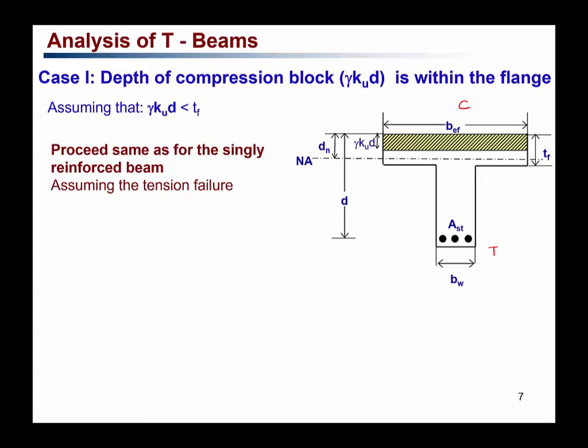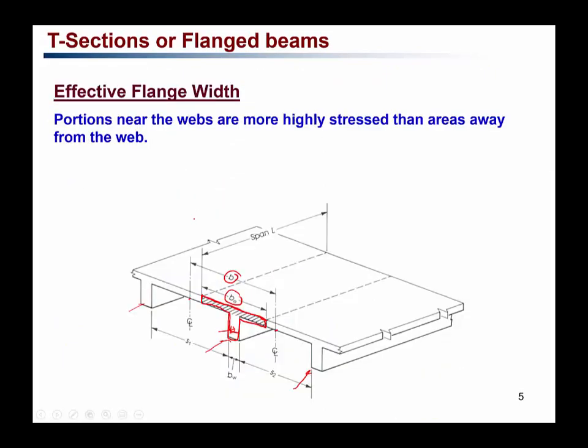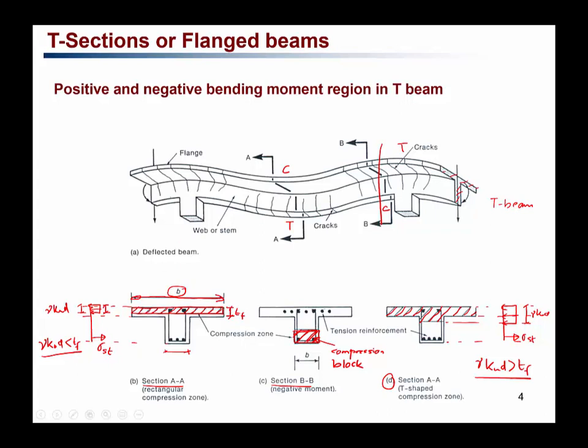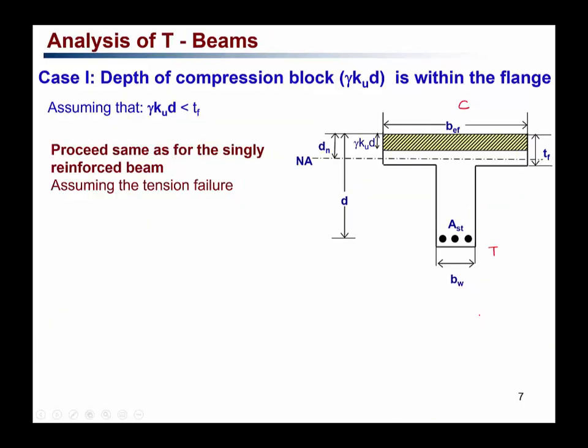So first let's look into the first case scenario where the depth of the compression block, that is gamma KUD, is within the depth of the slab. Now if we look back into here, we are analyzing this one as a first case where the depth of the equivalent stress block is within the depth of the slab. And in the second case scenario, we'll consider if the equivalent stress block goes beyond the depth of the slab, we have to take this T shape into account. That's what we'll consider as case 2. So now let's look into case 1 first and see how we can analyze that.